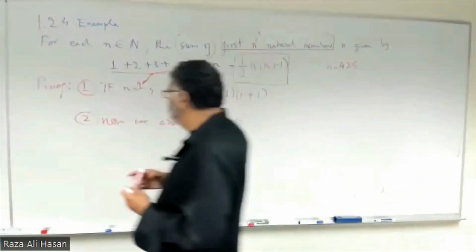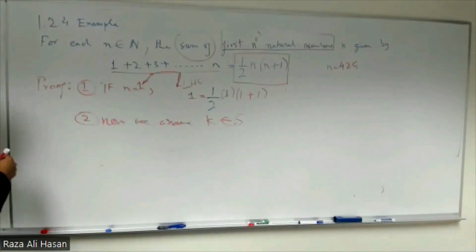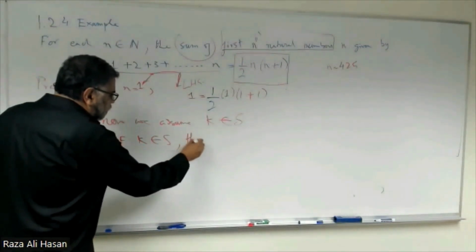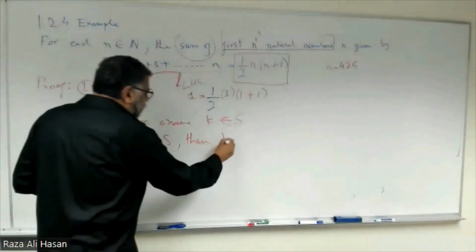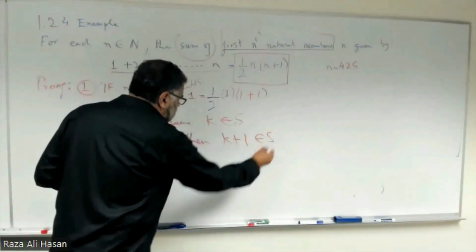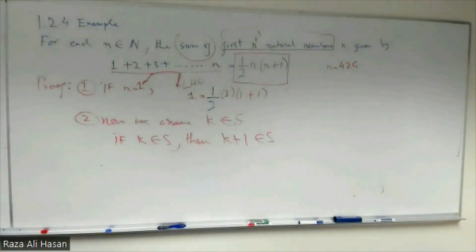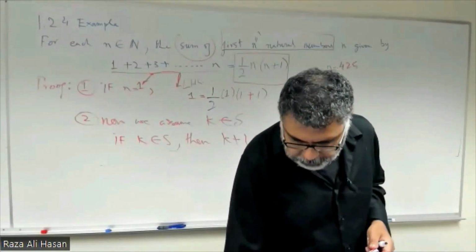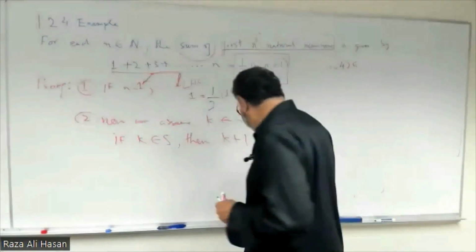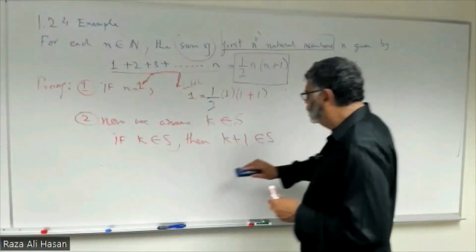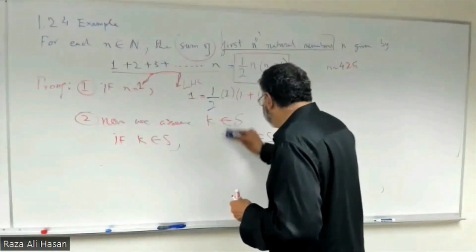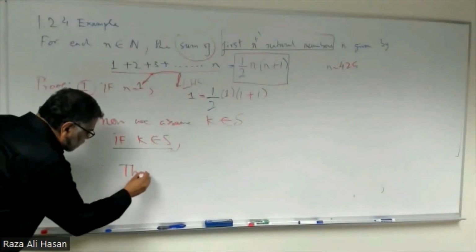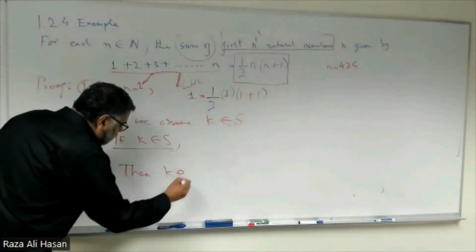Okay, so the number two, these are the two hypotheses. So if K belongs to S, then K plus one will also belong to S. So let's do this one first. So I'm going to move this here. If K belongs to S, then K plus one.